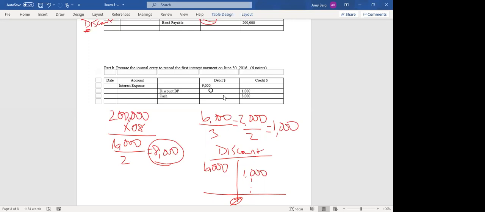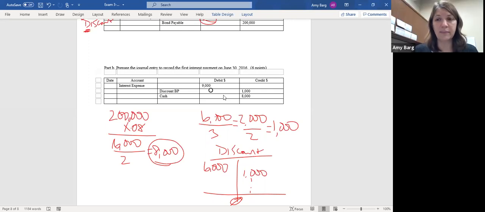And so why is the 8,000 cash instead of the interest expense? The cash is the amount we always have to pay every single time we pay interest. It's a legal obligation. We have to pay 200,000 times 8%. We have to pay the face value times the interest rate that we told everybody we were going to pay. So that's the amount of cash.